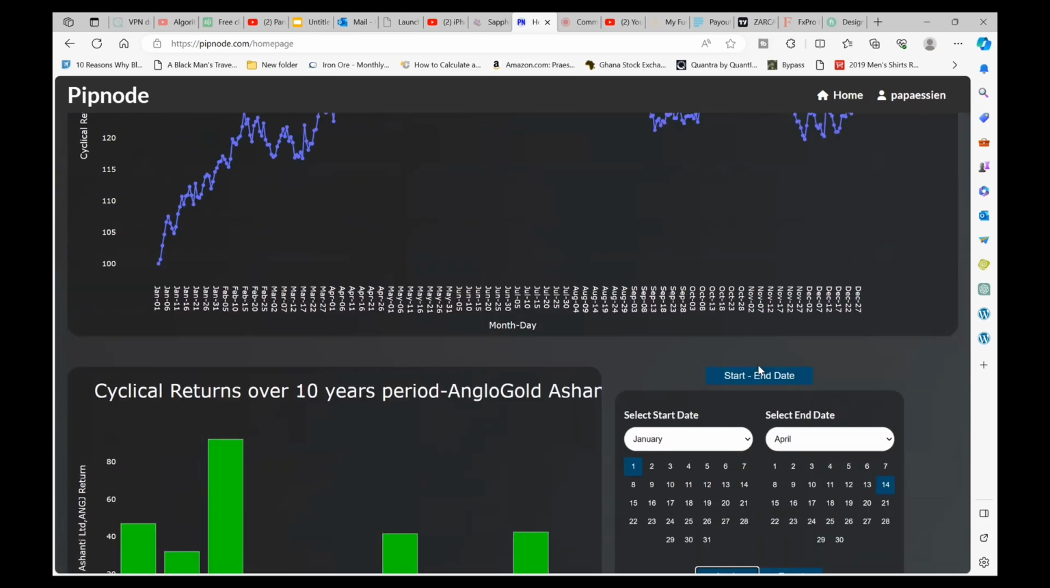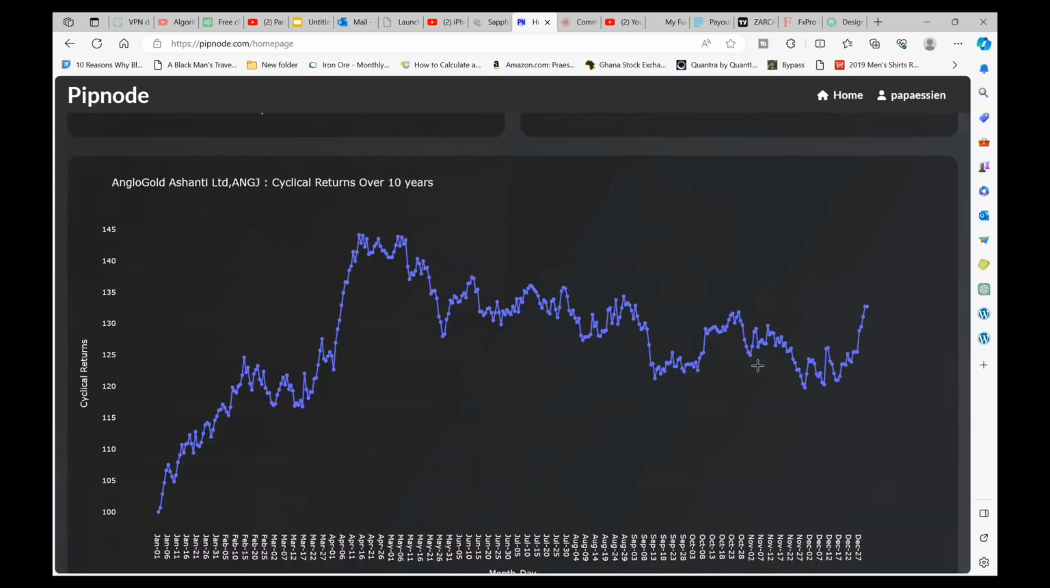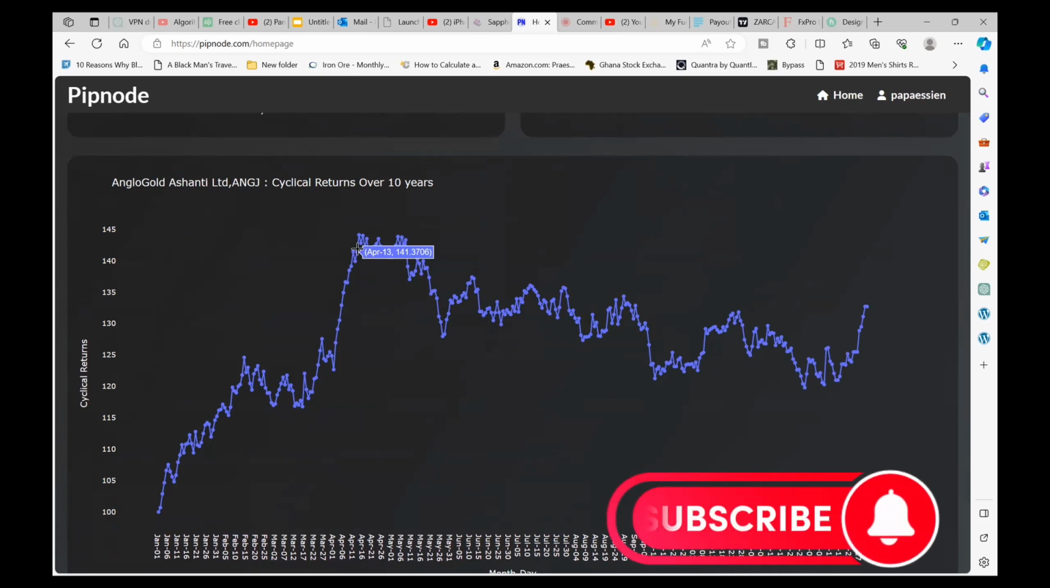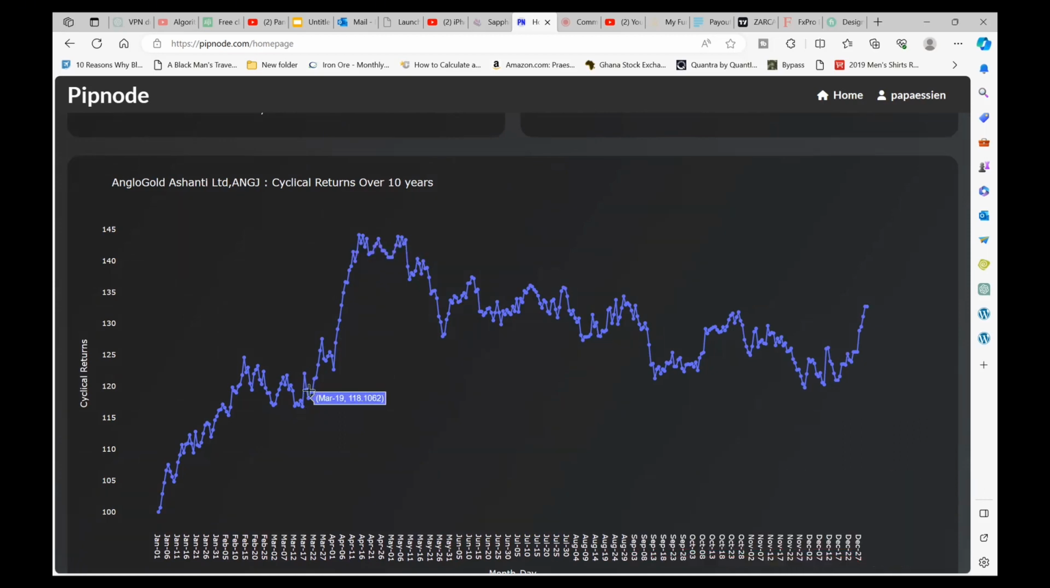How to use this tool is to follow the trajectory of the line. So if the line is going up, then it suggests that possibly when you buy, you follow the trajectory of the line, it means that you are going to make money buying that stock. This line you see here is trying to tell us that around this time of the year, it is a good time to buy. And if you buy, the price is going to go up.